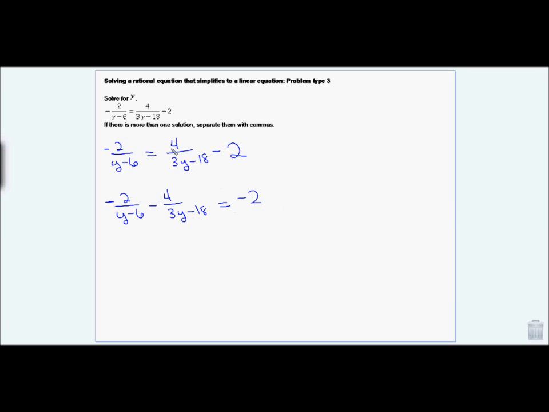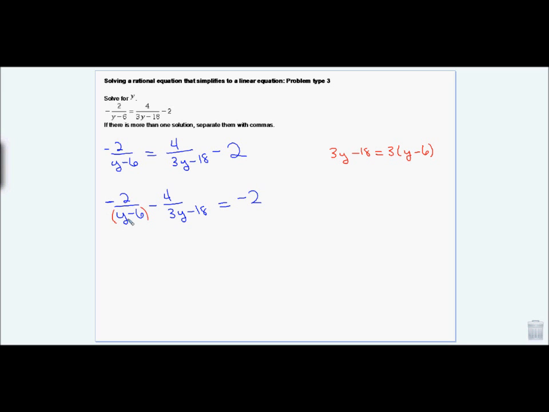Okay, so basically I moved it from one side to the other, and it was positive here, so it's negative here. Now if I look at this, 3y minus 18 is the same thing as 3 times y minus 6. I have y minus 6 right here.